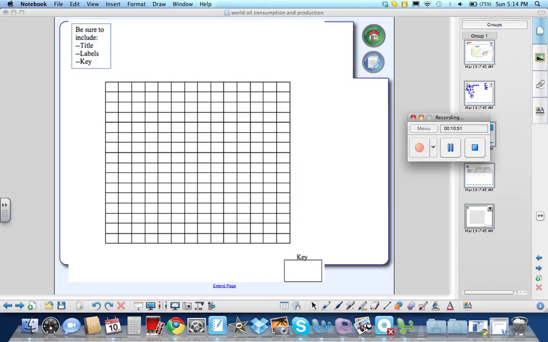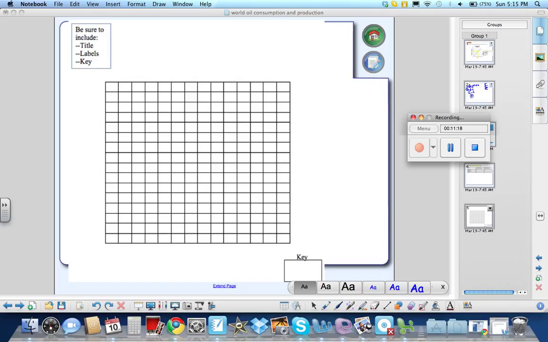Okay, so the first thing we're going to do is put a title. Notice the box. Again, it tells you to be sure to include the title, the labels, and the key. It's a nice check-off list to make sure that you hit all the things that they want you to answer. So let's talk about the title. What would you like it to be? It could be whatever you want that's related to the problem in hand. In this case, it said that it's oil and energy consumption and production in 2010.